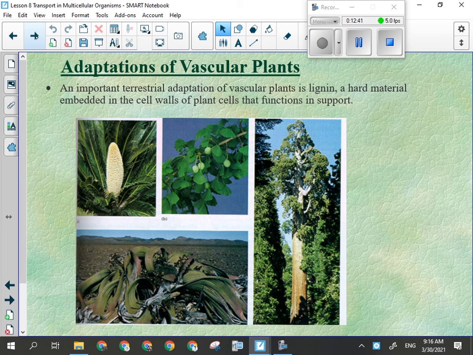When that happens, you go from having a fleshy type of stem, like this does, which is fairly fleshy, to having something that's more wood-like. Lignin is what makes a plant wood-like or woody. So a giant sequoia like this, it has lots of lignin.